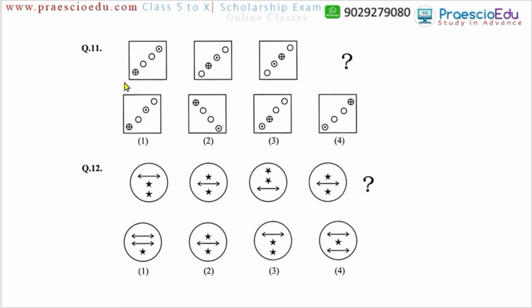Now question number 11. In this one, the dot in a circle and the plus sign in a circle: the plus sign is moving diagonally and the dot is moving in this direction. In the next figure, compared with this figure, the dot is toward the middle and the plus sign is also moving here. After this, the plus sign is moving here and the dot is moving here, which means the direction of travel is the same.